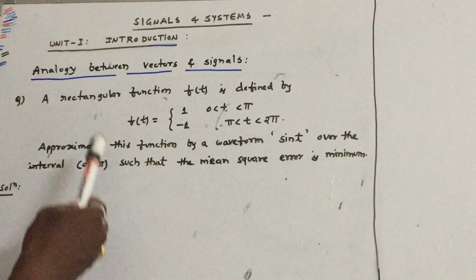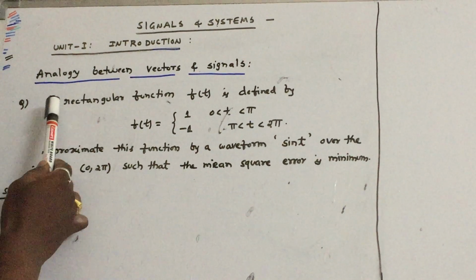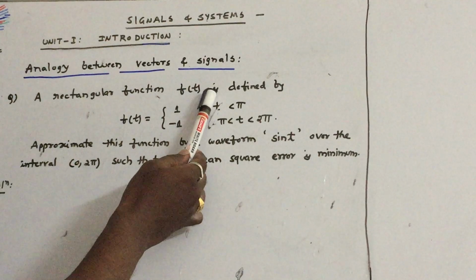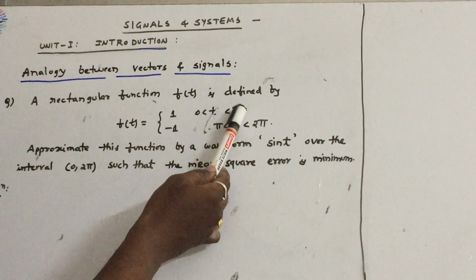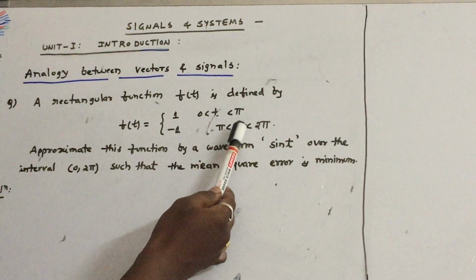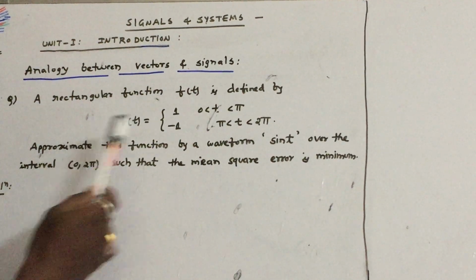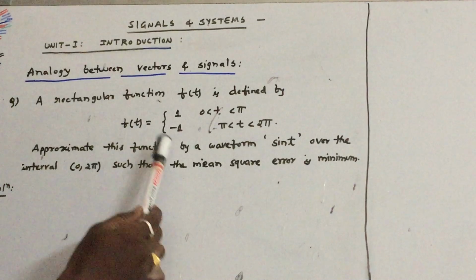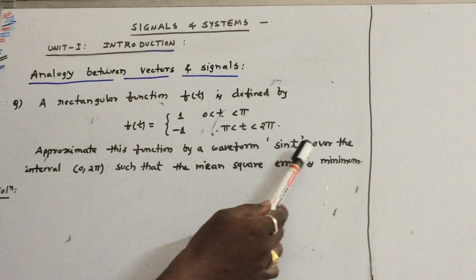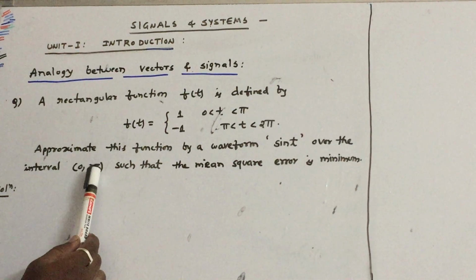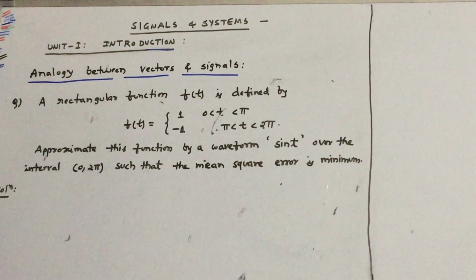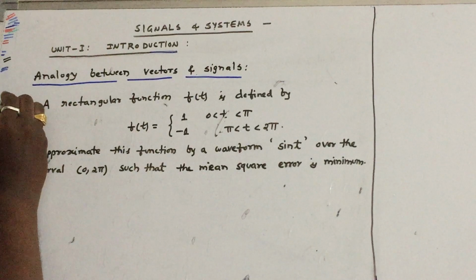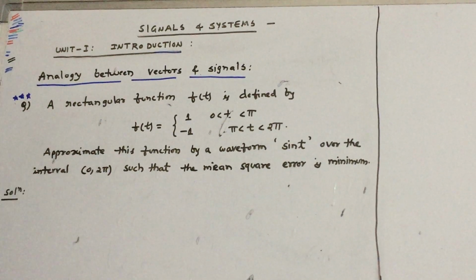Hi, we will solve this question today. A rectangular function f of t is defined by f of t equal to 1 in the interval 0 to pi, and minus 1 in the interval pi to 2 pi. What is the question? Approximate this function by a waveform sin t over the interval 0 to 2 pi such that the mean square error is minimum. This is a very important question in the examination.